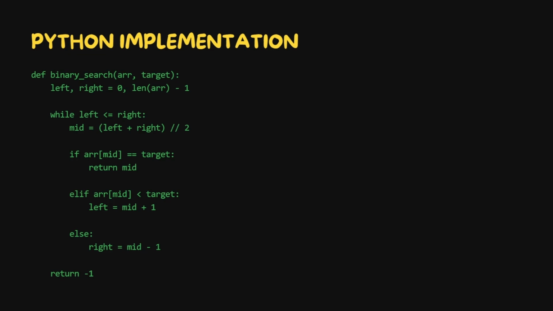If array of mid equals target, we return mid, which is the target element. If array of mid is less than target, we update left to mid plus 1. In the else case, we update right to mid minus 1. Finally, if the element is not found, we return minus 1.